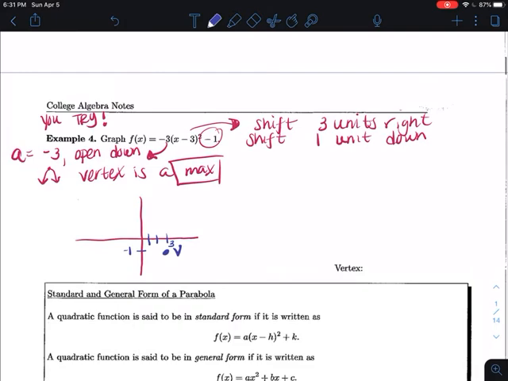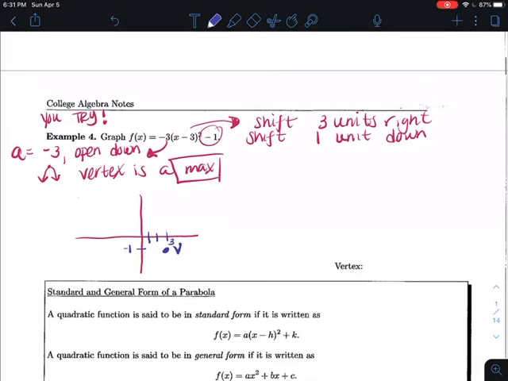And it's going to open down. So looking at the graph, my vertex is the point (3, -1). Remember, the opposite of h is in the parentheses. So if you notice the h value, you have x minus 3, so h is 3. This is your h. And your k value is that last number, which is -1. So you could just look right at the equation again and find your vertex.